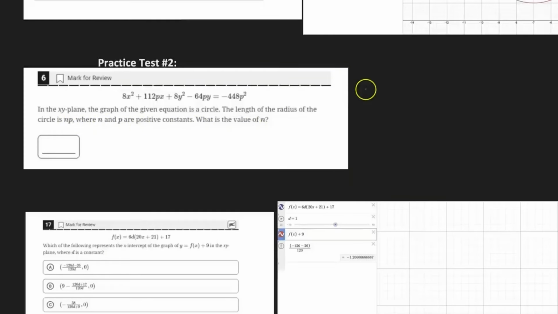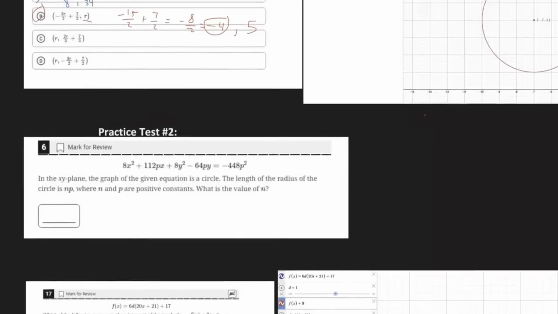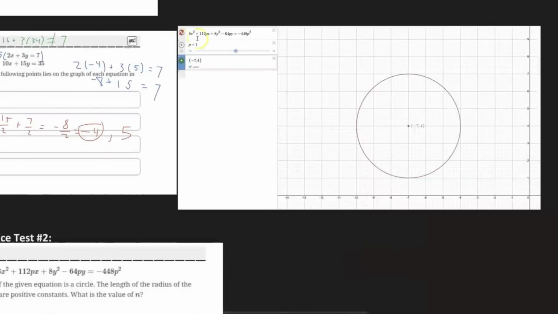All right, guys, so this is a very simple problem if you have access to Desmos, right? So instead of completing the square and all that stuff, all you have to do is really just plug into Desmos. So if we move over here, you can see all I did here is I plugged this equation into Desmos, added a slider for the constant p. I just set p equal to 1, but you can have it as any positive constant. And you can see here that the center is -7,4, and you can pretty easily tell the radius from this depiction, right? So you can see the radius here is going to be 3 units.